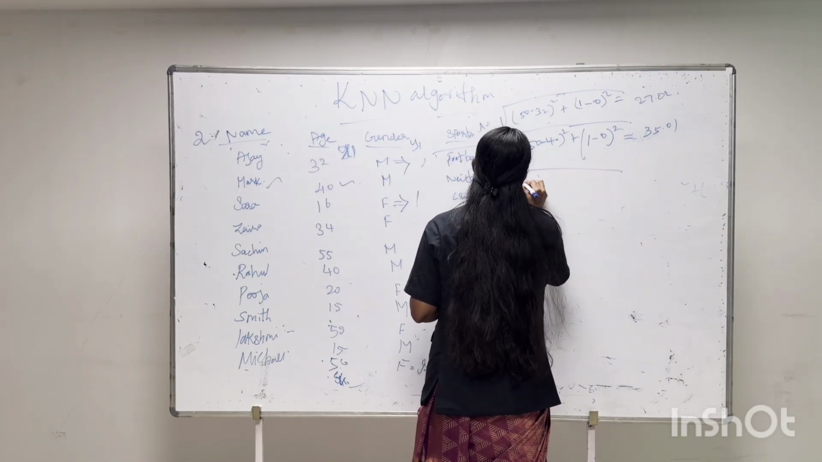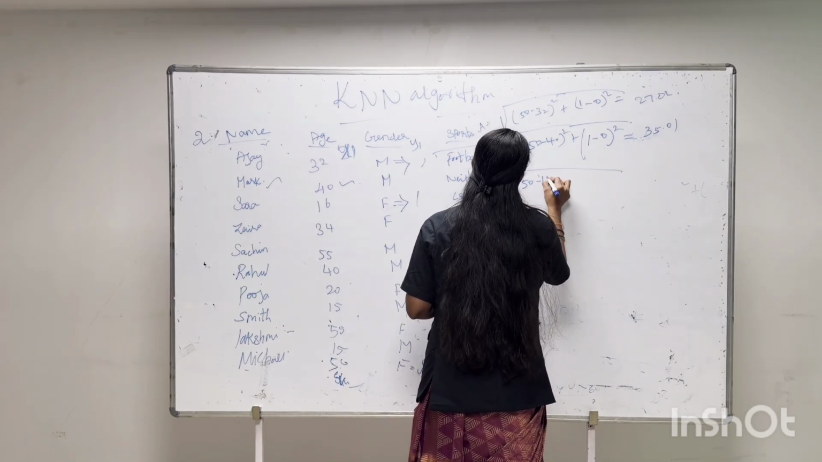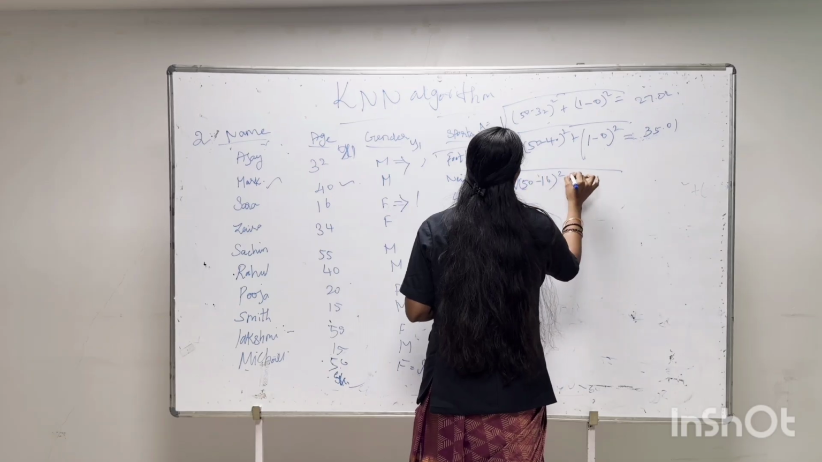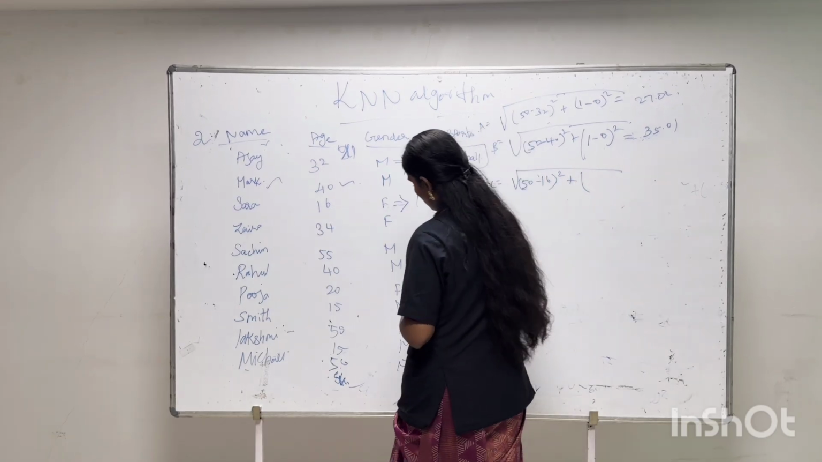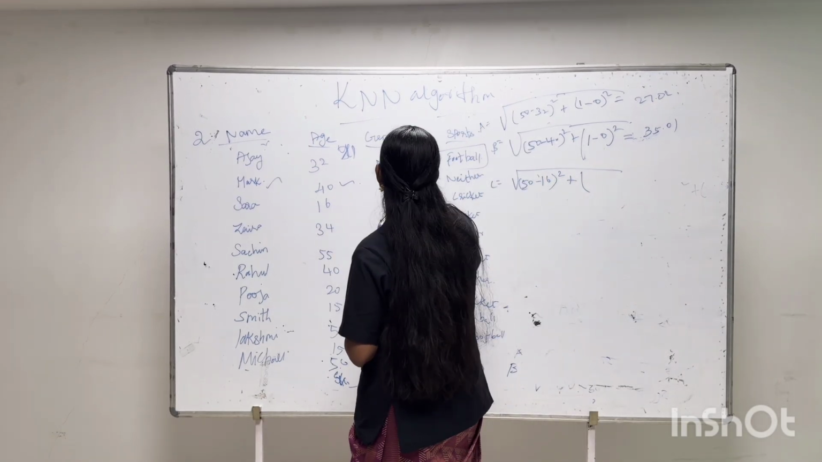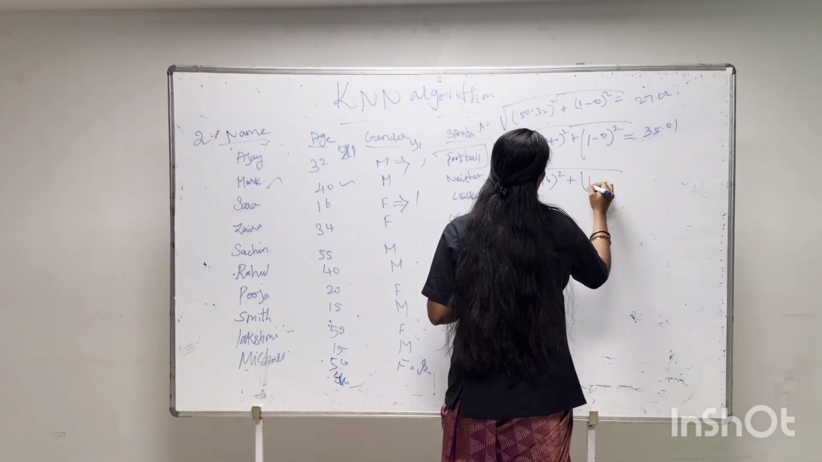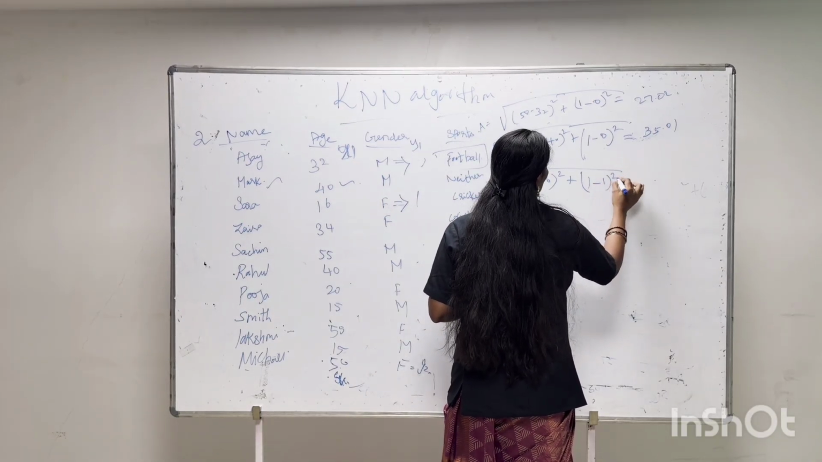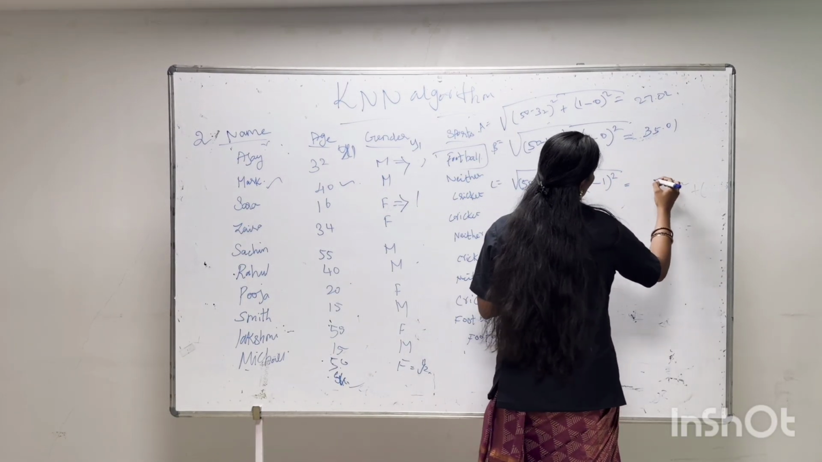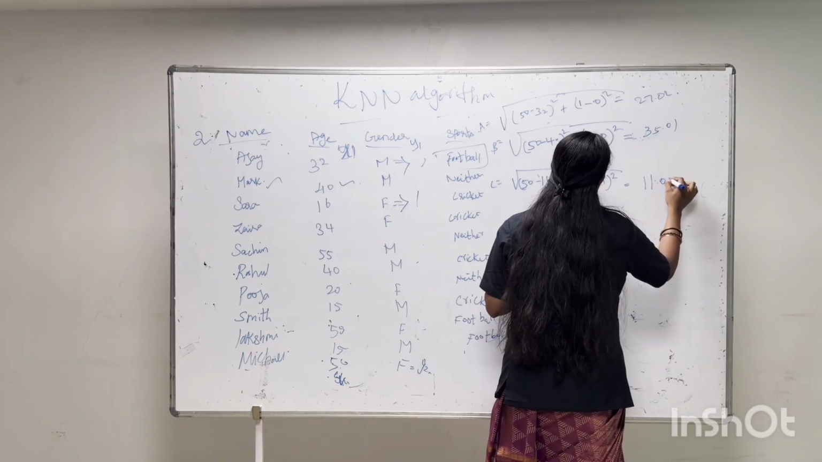For the class Sara, the age is 16. So 50 minus 16 whole squared plus 1 minus 1 whole squared, the value will be 11.